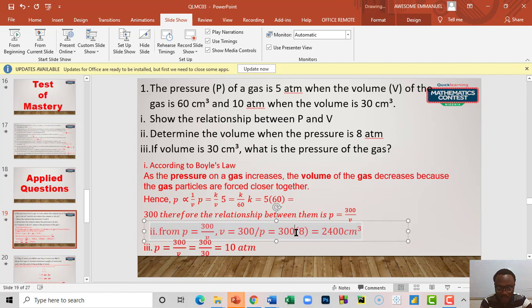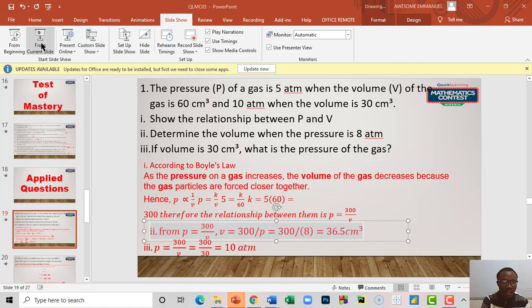Now when we have 300 divided by 8, you can break it down. 300 over 8 gives 150 over 4. Now 150 over 4 gives 75 over 2. 75 divided by 2 gives 37.5. So this is the answer.